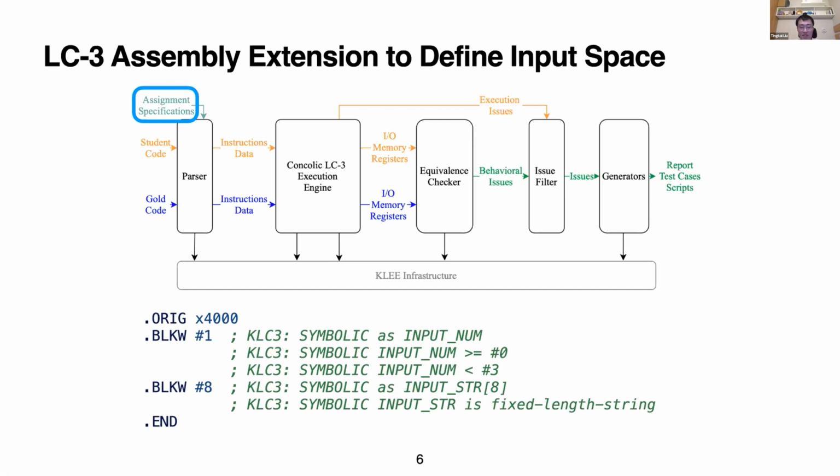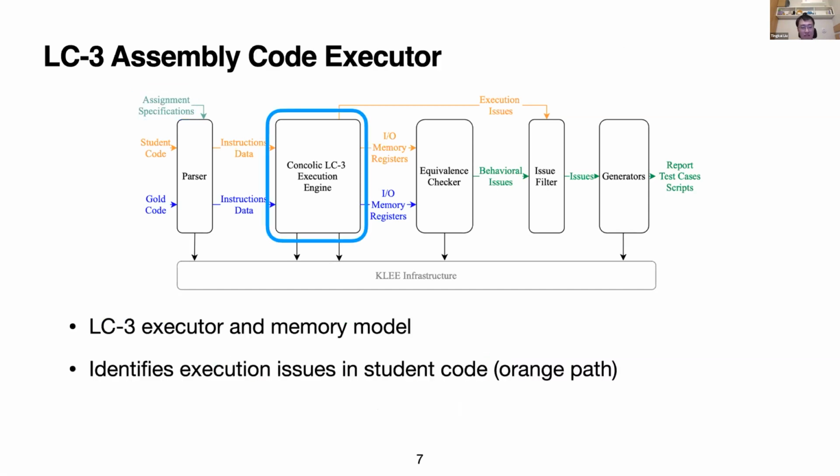As shown on the bottom of the slide, the BLKW specified a certain range of memory in LC3 assembly language, and the comments on the right defined those memory locations as symbolic variables with initial constraints. We support both numerical constraints and some macros that define constraints for string variables, such as the fixed length string shown in the picture. The constraint encodings are handled by the parser we developed. After that, the code and the symbolic variables are passed to the LC3 symbolic executor with our new memory model.